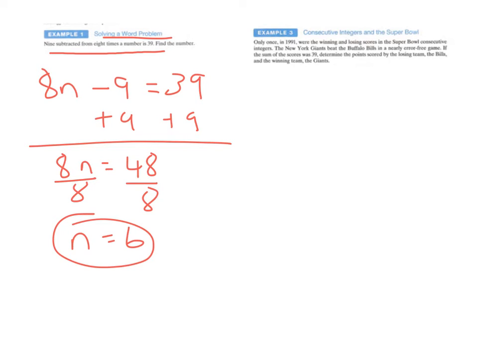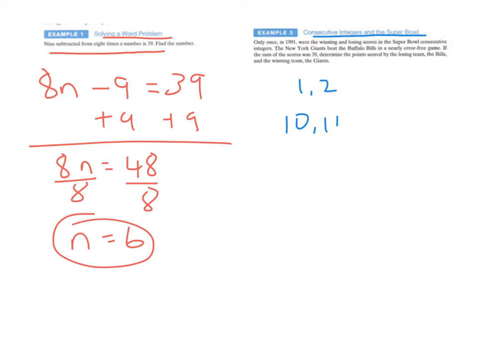And this is the one that's kind of tricky. Let's talk about consecutive numbers, which means numbers that are in order. An example of consecutive numbers: 1, 2. Another example is 10 and 11. So what we want to do is look at what they're asking for. In this case, the Giants and the Bills had an error-free game, and the sum of the score was 39, and they were consecutive numbers.